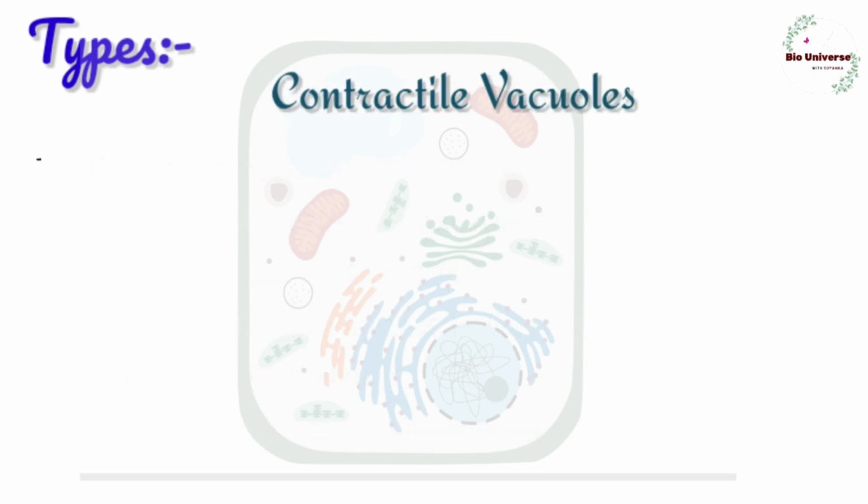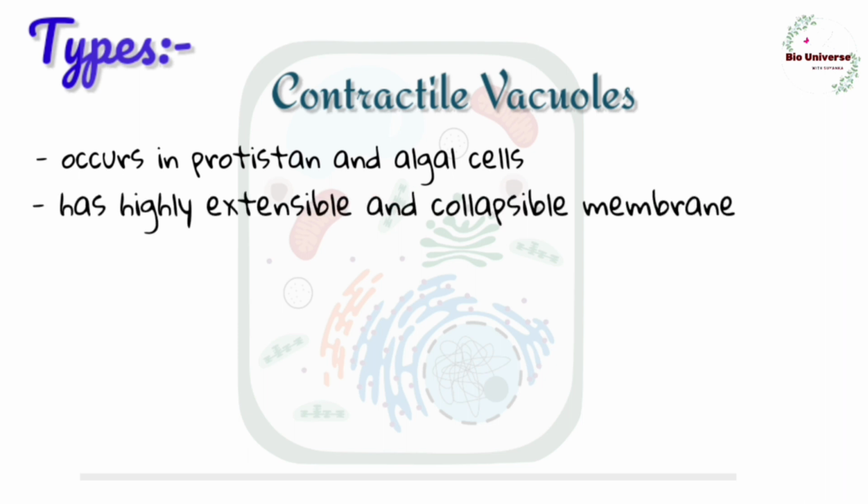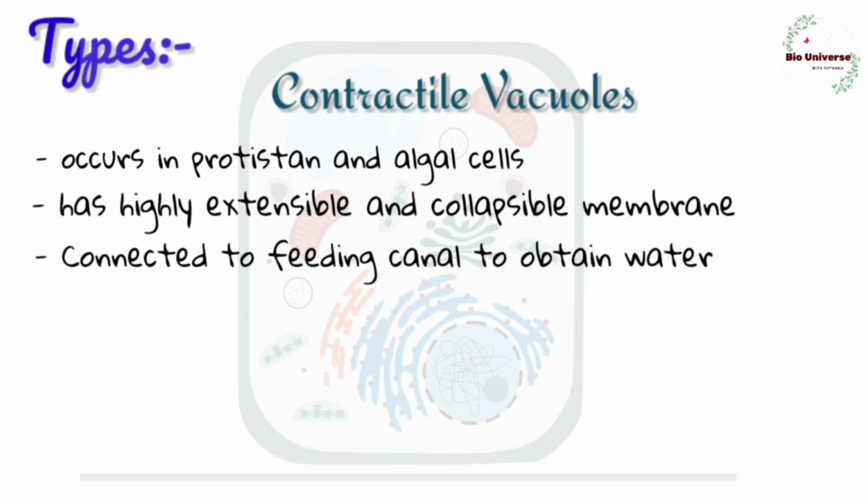Contractile vacuoles. They occur in some protista and algal cells found mostly in fresh water. A contractile vacuole has a highly extensible and collapsible membrane. It is also connected to a few feeding canals, for example in Paramecium. The feeding canals obtain water with or without waste products from the surrounding cytoplasm. They pour the same into the contractile vacuole.